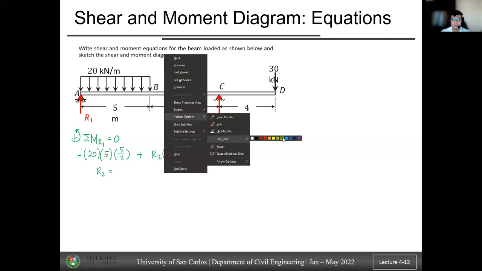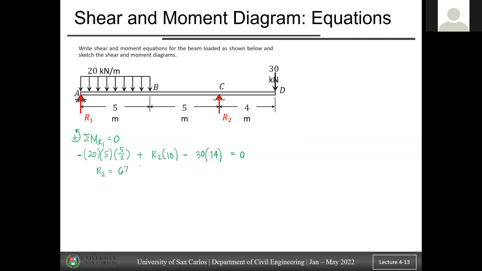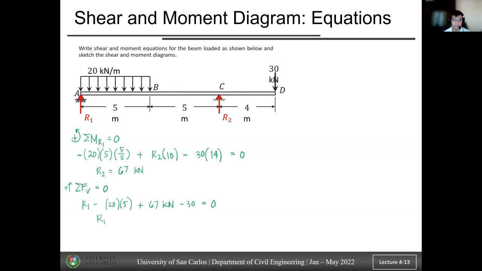How much? 67? Yes, sir. So 67 kilonewtons. The next would be summation of forces vertical is equal to 0. So this one would be positive, going upwards. So we're going to have R1, then minus the 20 kilonewton force, 20 times 5, and then plus R2, which is 67, and then minus 30 kilonewton equal to 0. So we now have R1, so 63 kilonewtons.